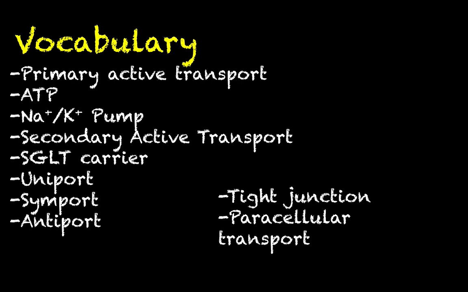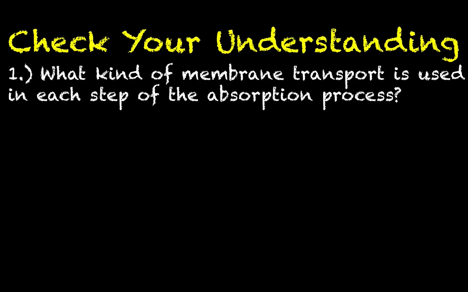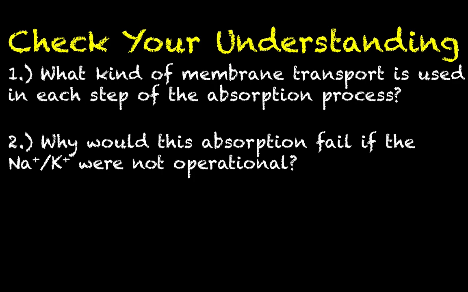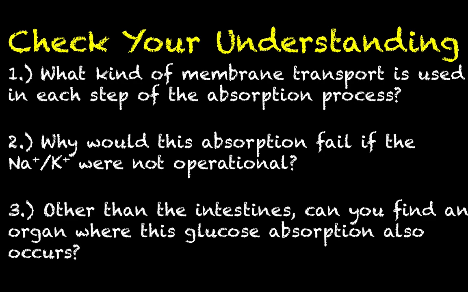So that really does it for this video. We're just looking at one very specific case of a physiological process that uses all these different types of membrane transport. Here is a list of vocabulary terms you probably want to be aware of. And for checking your understanding, number one, what kind of membrane transport is used in each step of the absorption process? Number two, why would this absorption fail if the sodium-potassium pump were not operational? And finally, other than the intestines, can you find an organ or something else in the body where this specific type of glucose absorption also occurs?